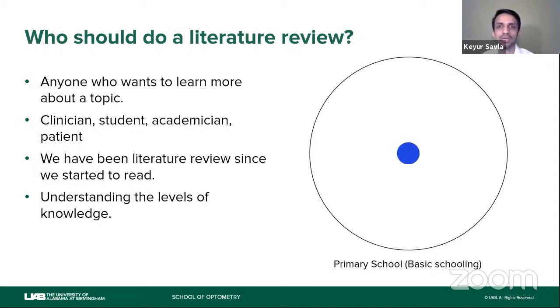So when you're born and you finish your primary school or basic schooling, let's assume that this blue dot or this blue area in the center is the amount of knowledge that you understand. That is reading, writing, maths, numbers, and all of this. This is your basic knowledge, a little bit of basic science, history, geography, etc. And that is the knowledge that you finish your primary schooling with.